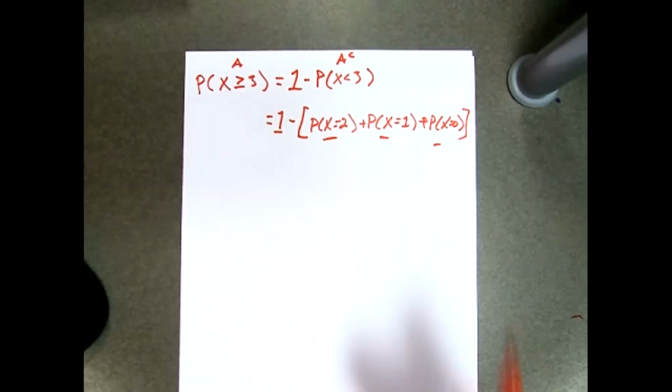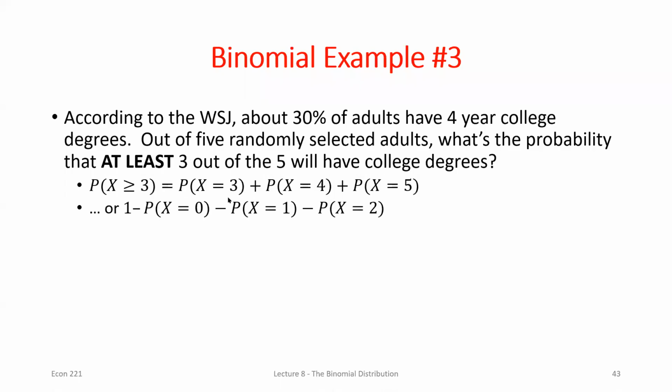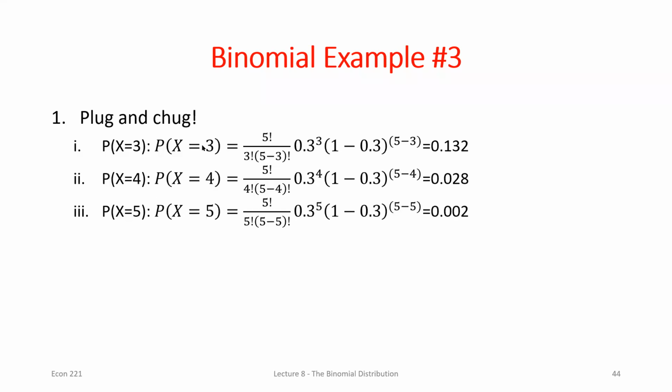Here, it didn't really save me any time, but at least it introduces the idea that we could use 1 minus the complement in certain situations. So, we could do 1 minus the complement, or we could just find those 3 probabilities that fell within that range that fit our criteria of being greater than or equal to 3, and then add them all together. Okay. So different ways of approaching the same problem.